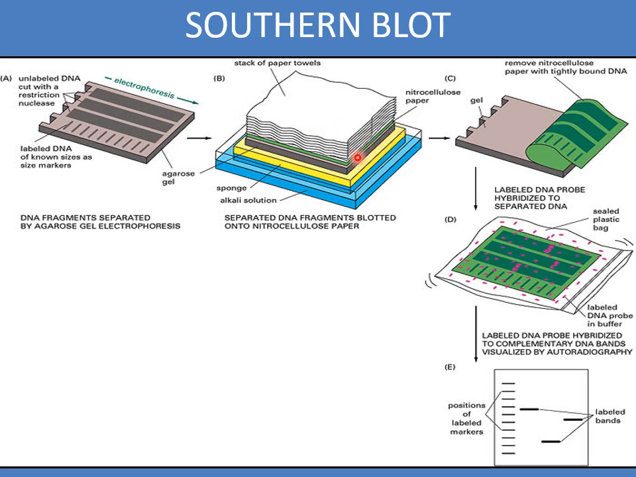these separated DNA fragments are blotted onto a nitrocellulose paper, and this nitrocellulose paper is incubated in a sealed plastic bag with the radiolabeled DNA probe in buffer and left for some time. After that, the labeled DNA probe hybridized to complementary DNA bands is visualized by autoradiography on an X-ray plate. So this is the process of Southern blot.